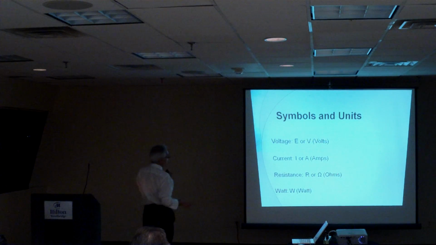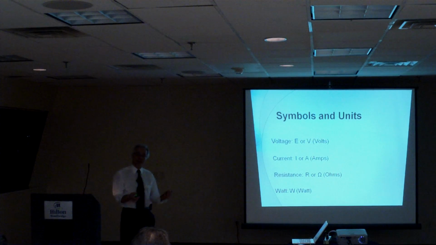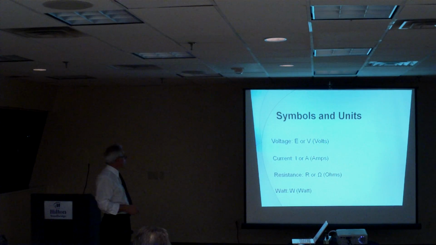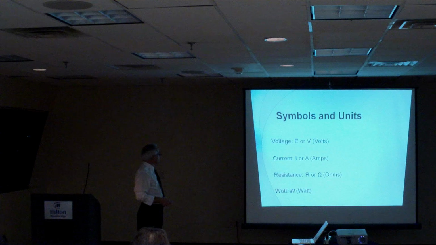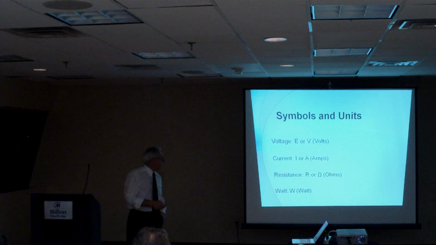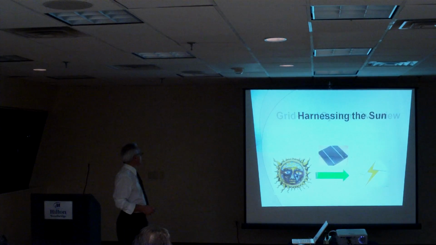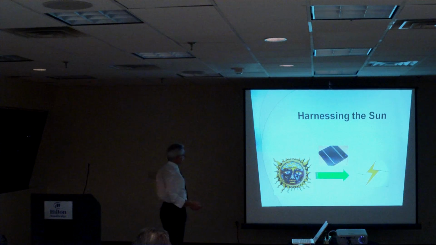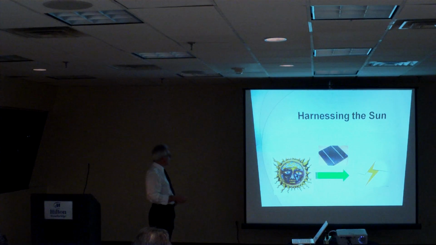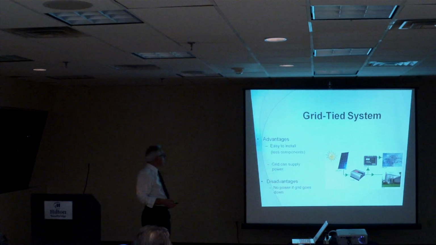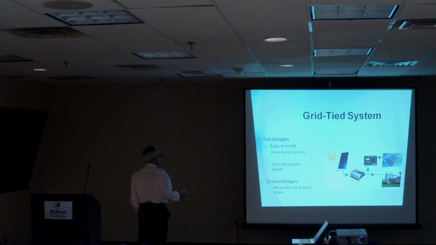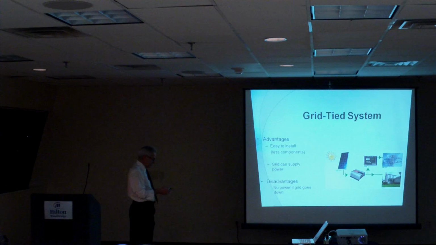Okay. Some of the symbols, because we're going to use these over and over again later on, some of you are familiar: voltage, sometimes you're going to see the E, the I, the resistance, and the watts up here. It's a pretty nice picture. Here's the sun, here's the system. Grid type systems, we said, are easy to install, with fewer components and grid supply of power.